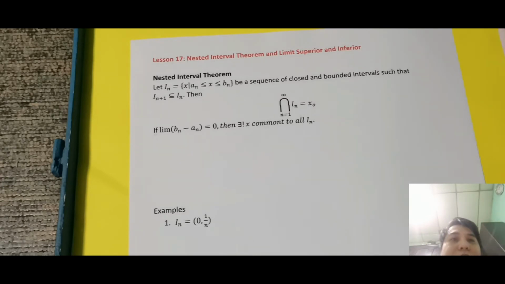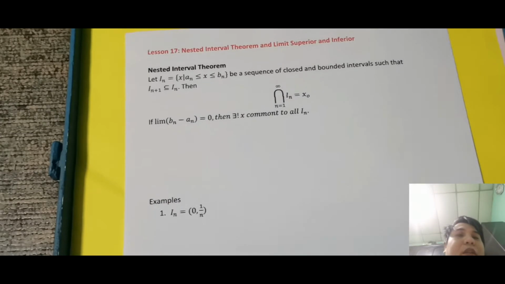Okay, so ganun din yung nested interval. Paano naman nested interval? Yung interval sa labas, paliit ng paliit ng paliit. So meaning, kunyari I sub 1, I sub 2, I sub 3, I sub 4. So ganun siya. Ganun yung ating nested interval.